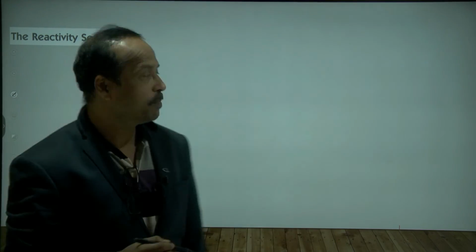Now come to the reactivity series. This I already explained to you yesterday. Reactivity series means what? Some elements are highly reactive, some elements are moderately reactive, some elements are least reactive. Yes or no? Yes, sir. So more reactive elements will be first, moderately reactive elements a little bit down, and least reactive metals will be completely down.